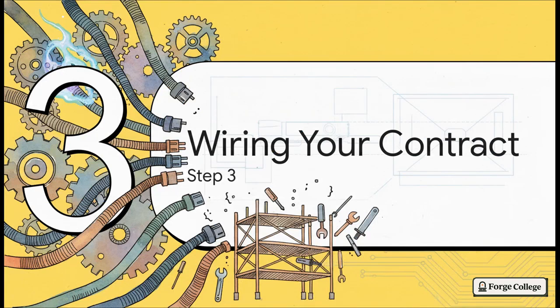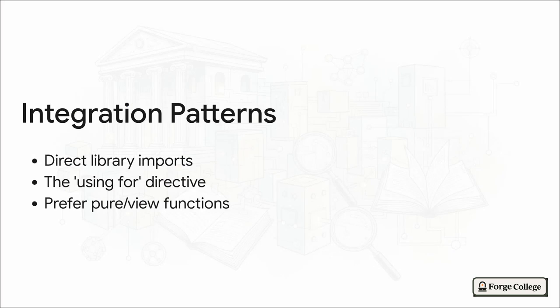Section 3. Wiring your smart contract. Okay, so how do we actually wire these helpers up? Well, we rely on a few really practical integration patterns. We use direct library imports, we utilize the using for directive, and this is absolutely crucial, we prefer pure or view functions. Why pure? Because mutating state inside a library introduces complex context switching and, honestly, totally unpredictable gas costs. Keeping them pure just makes your life infinitely easier.